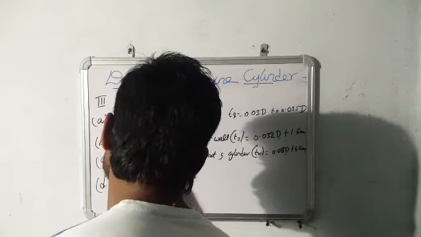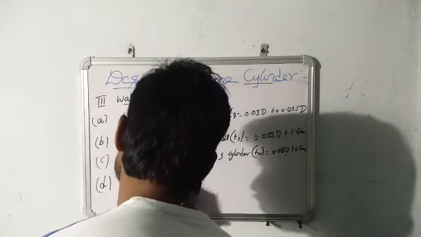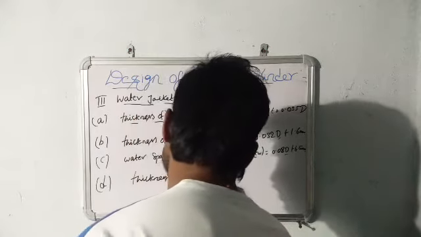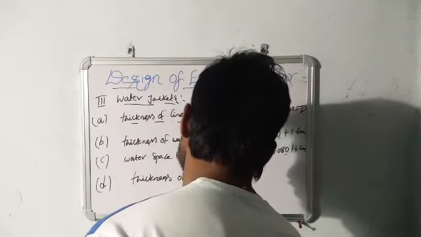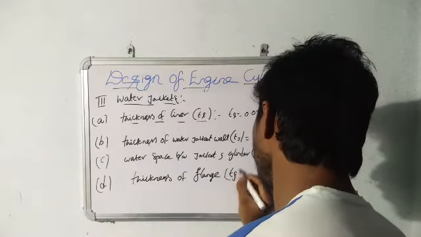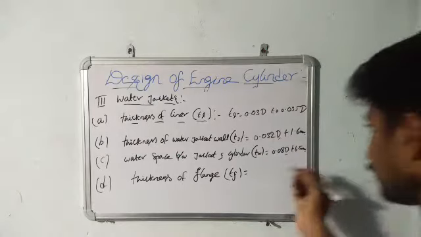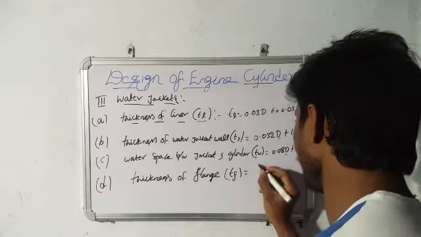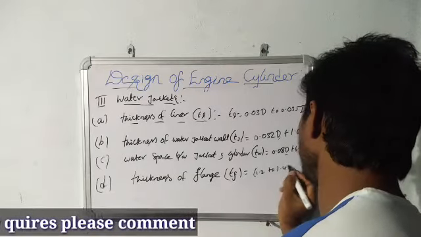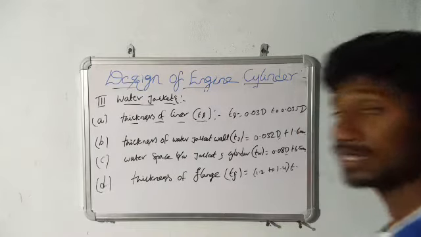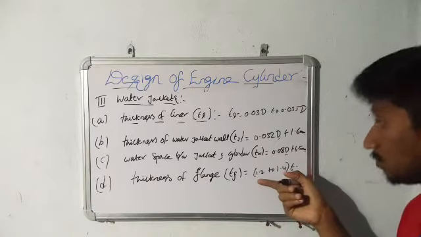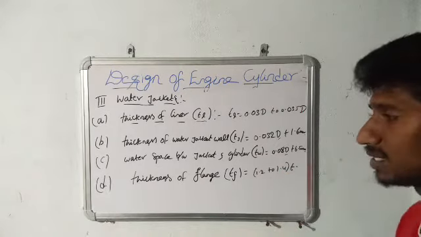Thickness of flange. The thickness of the flange is denoted by TF, and that is equal to 1.2 to 1.4 times the thickness of the cylinder. Here we know the thickness of the cylinder, so multiplying by 1.2 to 1.4, we get the thickness of the flange.